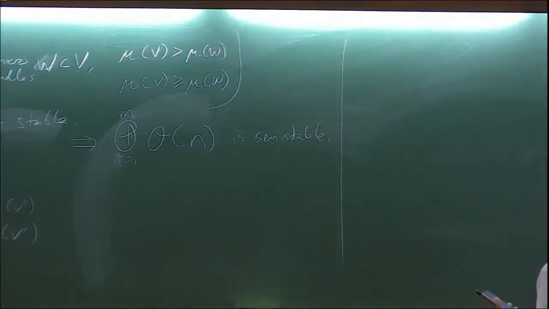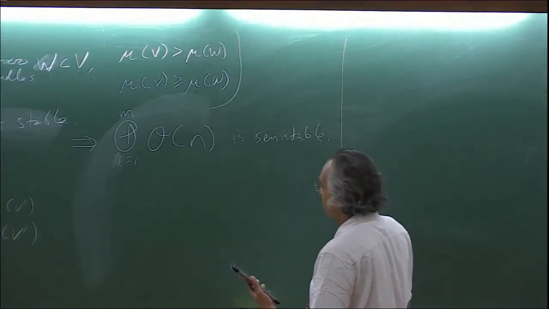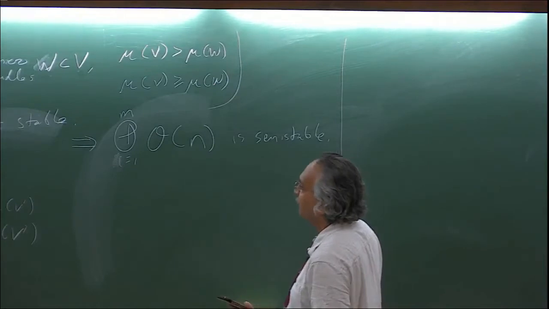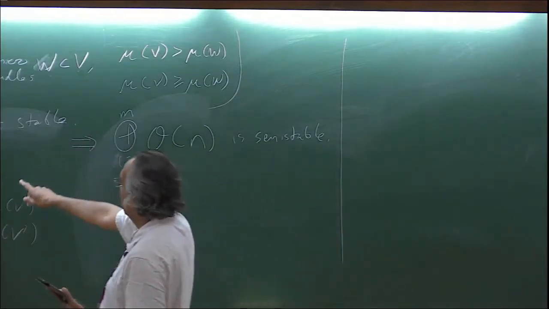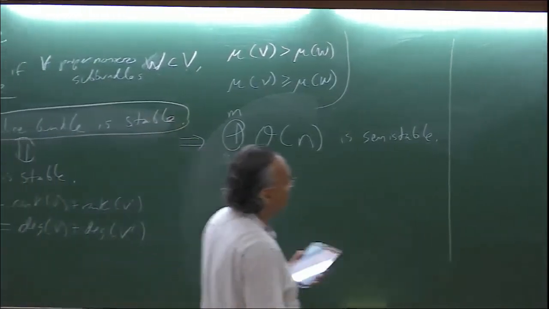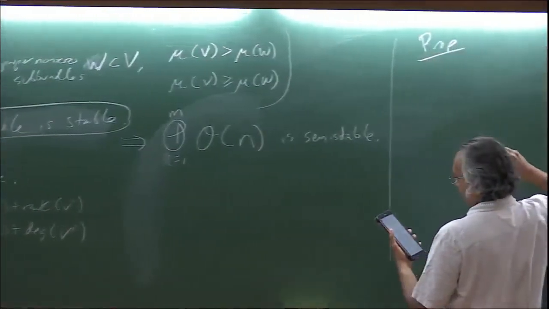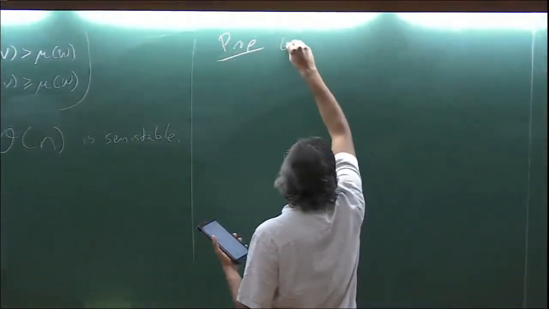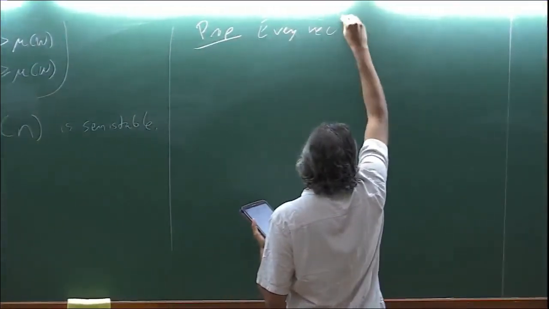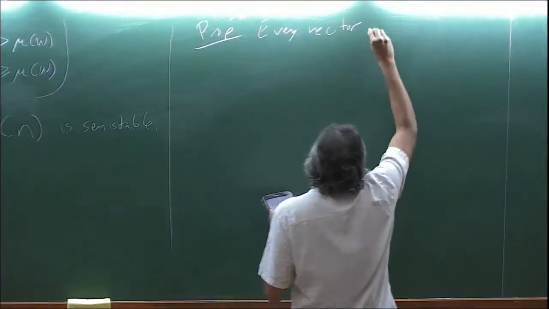There are slightly more interesting examples of stable bundles. I'll come to those in a moment when we start talking about the classification. But first, I want to point out that this basically is enough to deduce the following, which we saw in another guise yesterday. So this is a proposition, definition, or lemma, if you want.